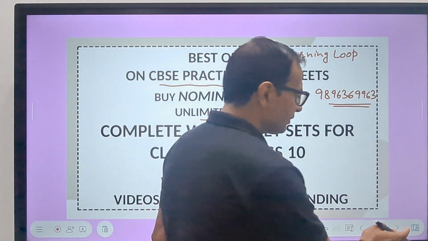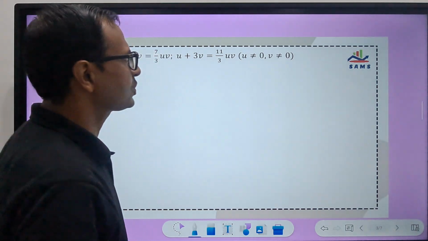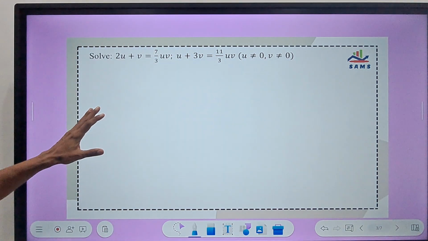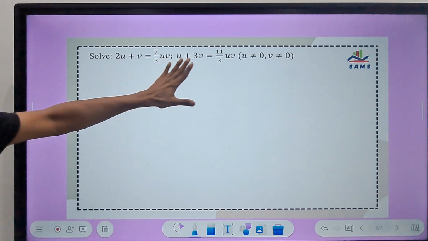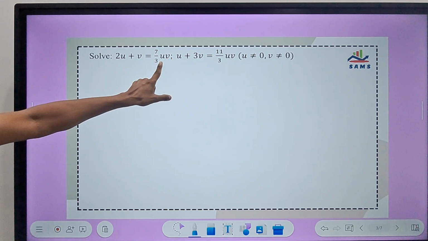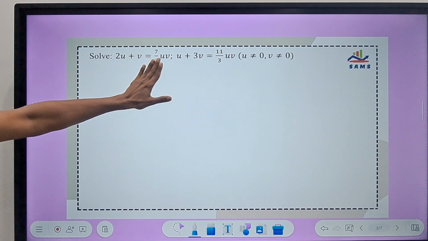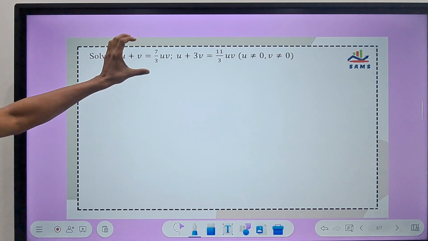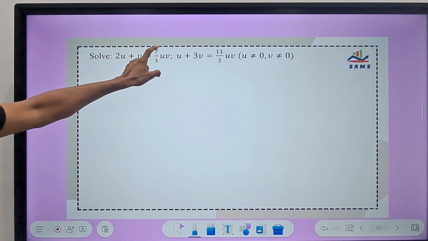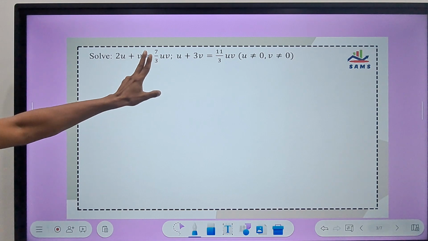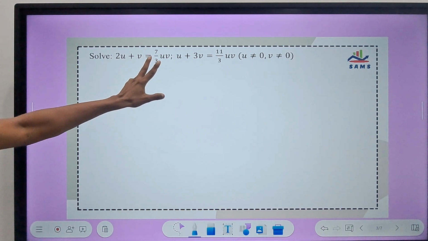So let's take up the questions in hand now. The first question, here you can see there are two variables u and v, and these two variables are multiplied on the right hand side. So this makes it non-linear. Why? Because when two variables are multiplied together, the degree of the term becomes 2, and therefore it is non-linear.